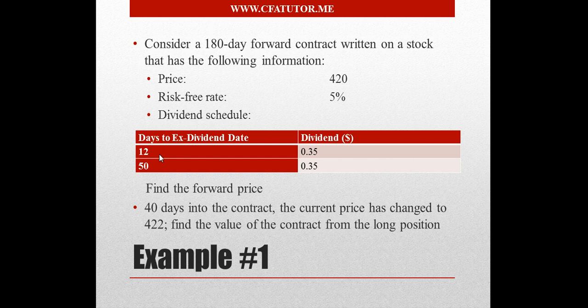So 12 days in order to get the first dividend date of 0.35, and 50 days for the second one of 0.35. We are asked to find the forward price, and then we are asked to value it from a long perspective after 40 days of passing in the contract, where the current price has changed to 422, and we don't have any information about changing the risk-free rate, so we will assume that it hasn't changed.